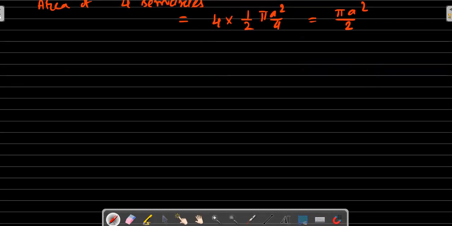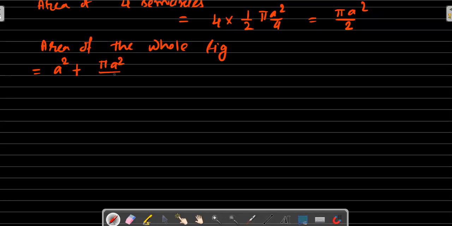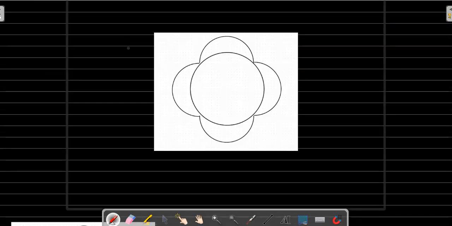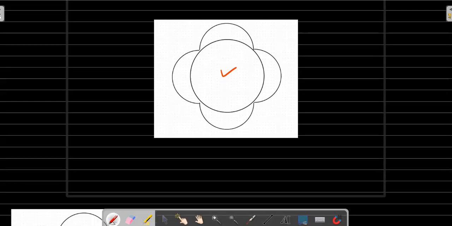Hence, area of the whole figure is equal to area of the square, that is A square, plus area of 4 semicircles, that is pi A square by 2. Now we have to subtract the area of this circle from area of the whole figure. So let's find area of the circle.